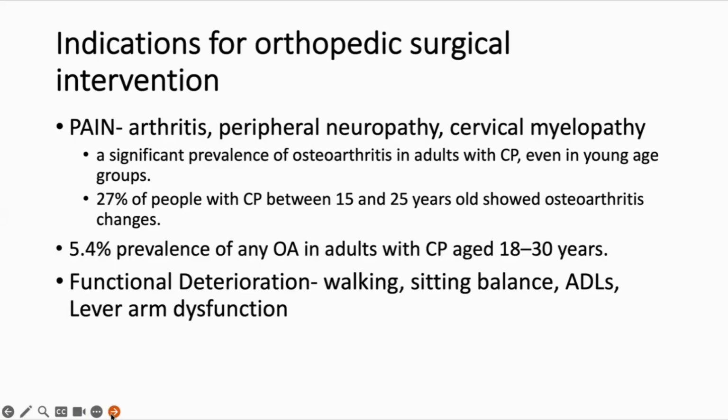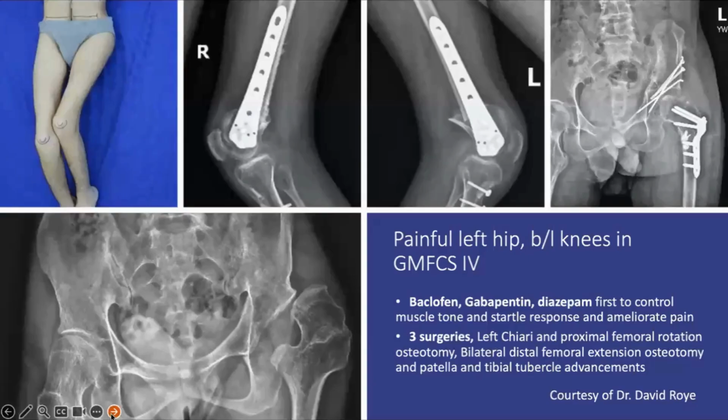cervical myelopathy. There's also a 5.4% prevalence of any osteoarthritis in adults with CP aged between 18 to 30 years old. And functional deterioration happens because of pain and because of muscle weakness. And chronic spasticity also causes significant upper arm dysfunction.